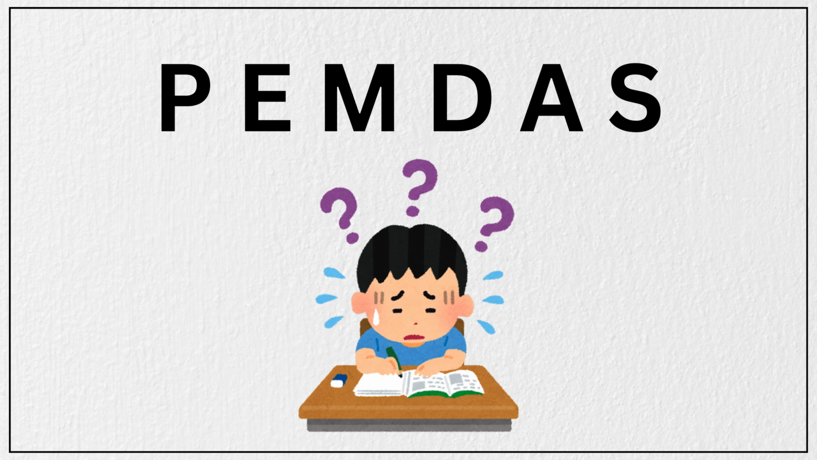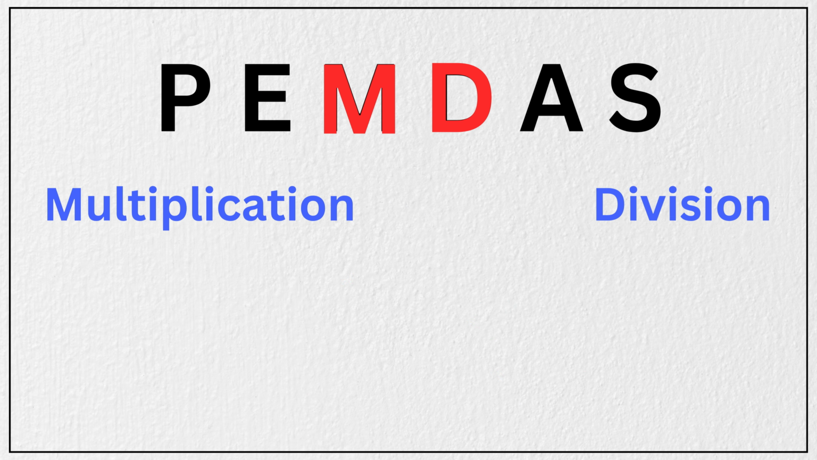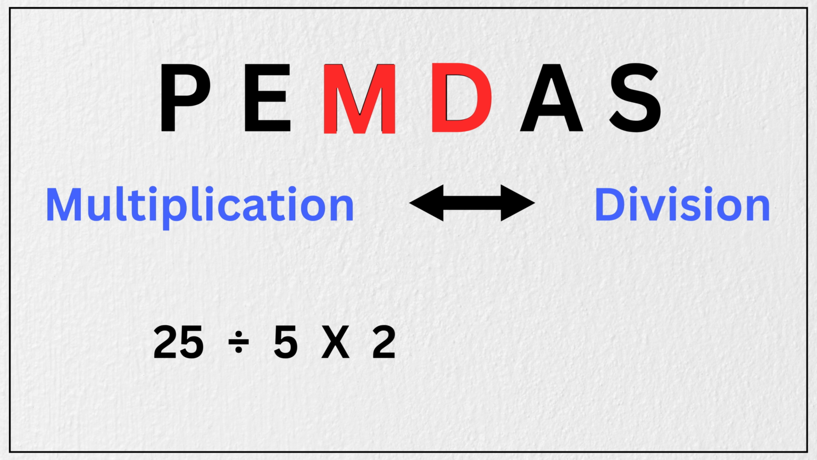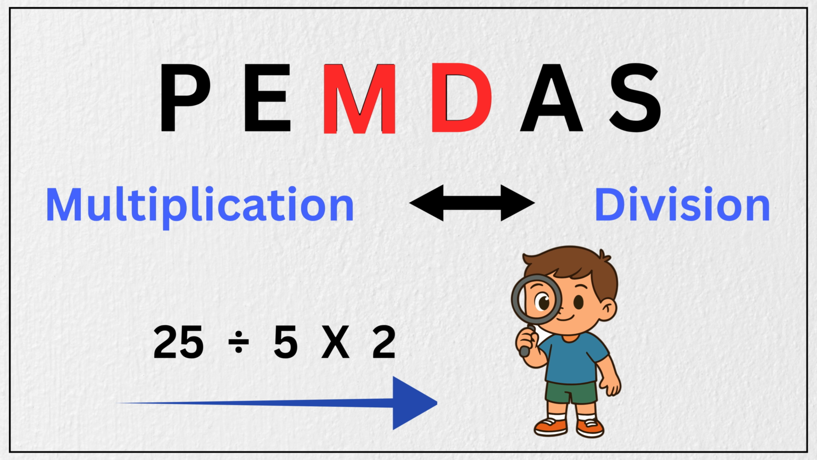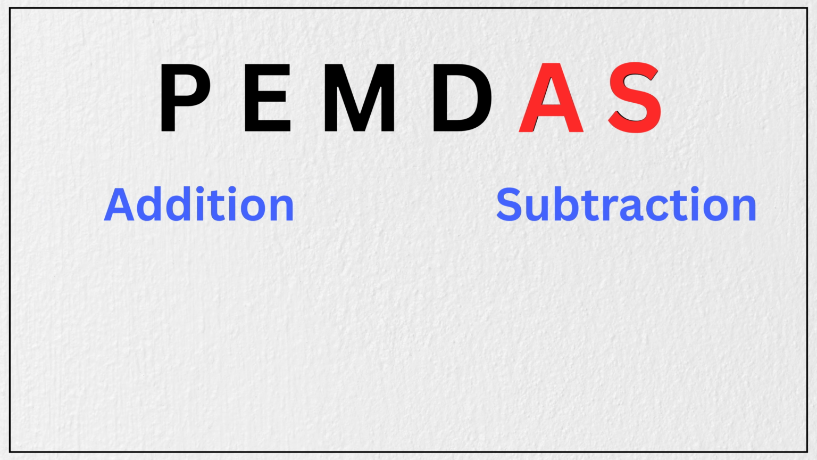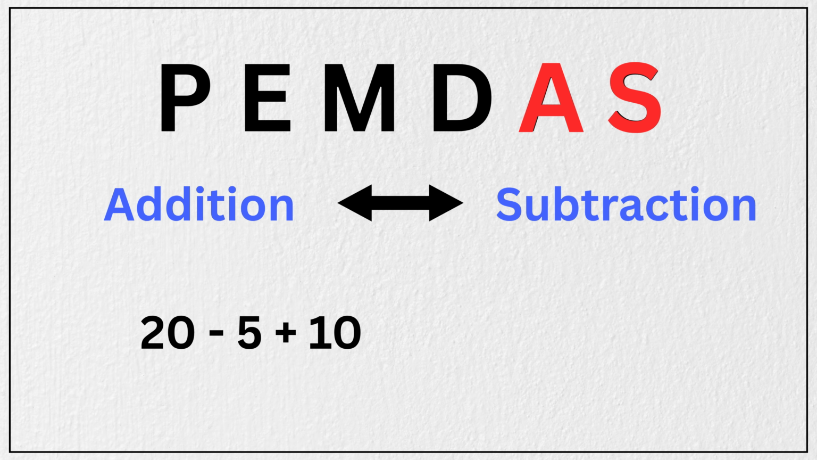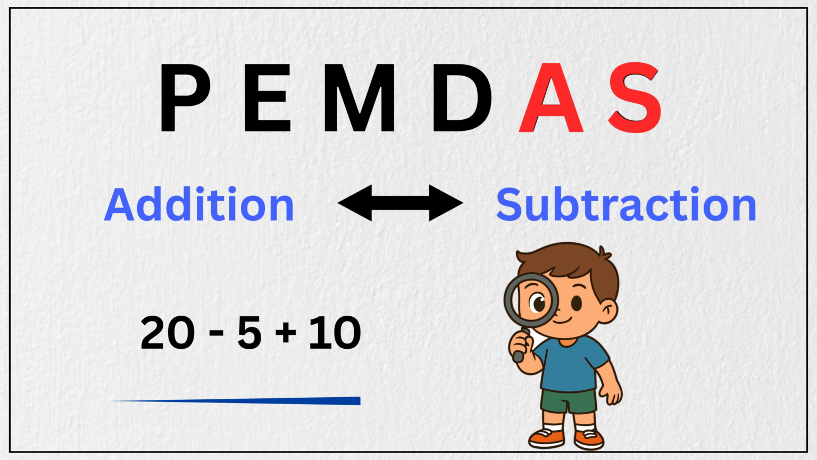Then comes the part that trips up most people: multiplication and division. These are on the same level in priority, so you don't always multiply first just because it comes earlier in the phrase. Instead, you scan the problem from left to right and do whichever of the two appears first. Finally, the last step is addition and subtraction. Just like before, they are equals. You don't always add before you subtract. Again, you move from left to right and solve as you go. This order keeps everything consistent. Without it, two people could do the same problem in 2 different ways and get 2 different answers. And that would create chaos.